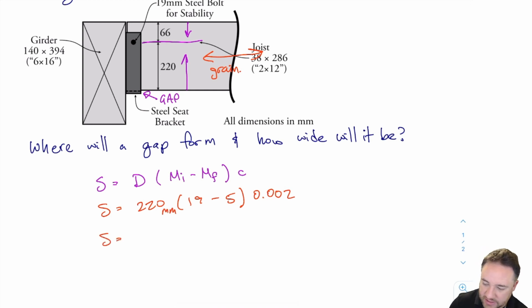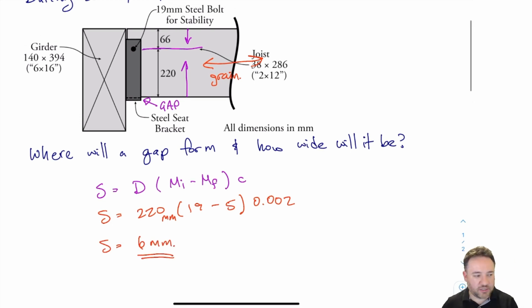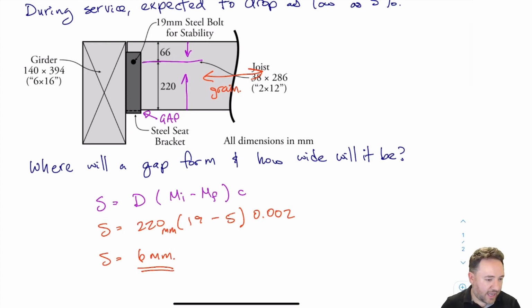So S is going to equal 6 millimeters if I calculate that out. And that's my final answer. So basically what's going to be left here at the gap is a 6 millimeter gap. If that can be accommodated by construction tolerances and holes around the bolts and stuff like that, then we're going to be fine. But if it doesn't, then we might be in trouble.